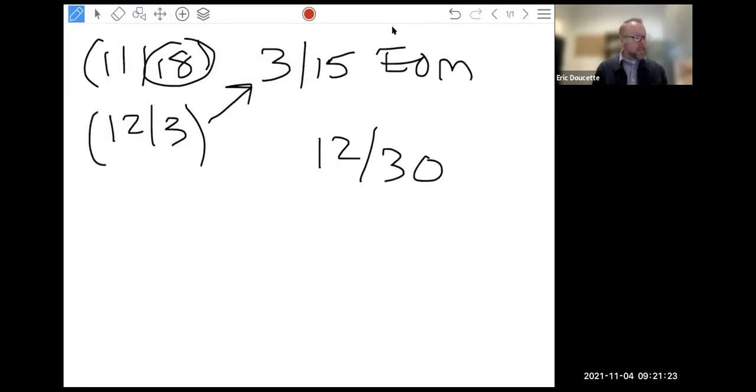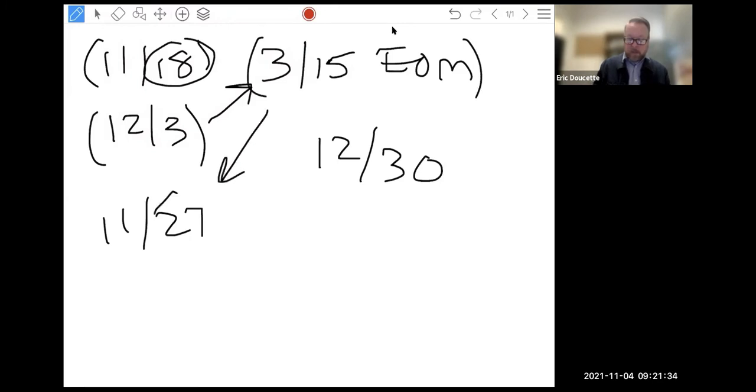So pretty simple. Next one, same problem, says November 27th is the invoice date. And it's the same terms, 3/15 EOM. So it's the same terms, but this time it's the 27th, right? So again, the discount date would be 15 days from the 27th. So 28th, 29th, 30, 1st, 2nd, 3rd, 4th, 5th, 6th, 7th, 8th, 9th, 10th, 11th, 12th. So it's going to be 12/12. 12/12 is when my discount period ends for this particular one.